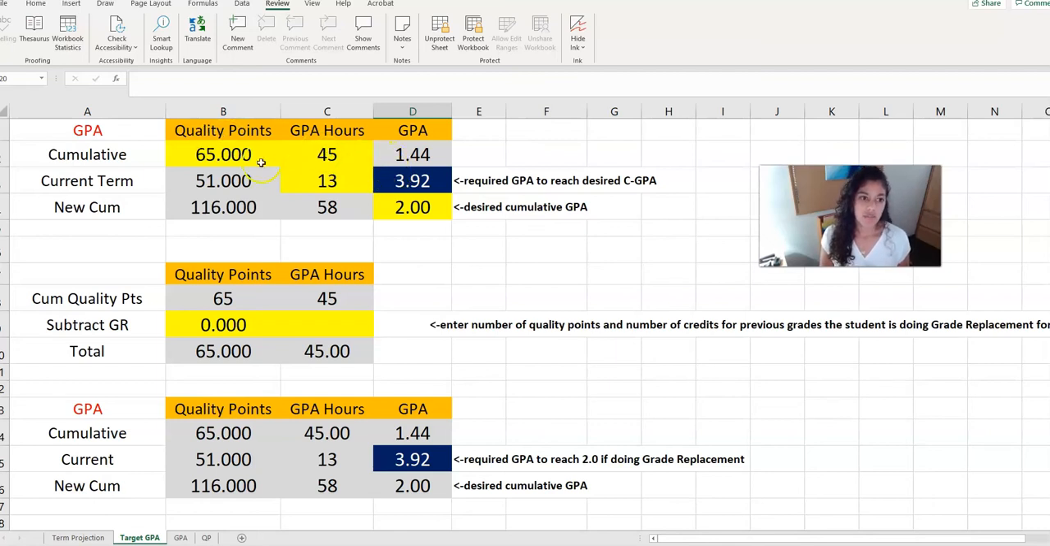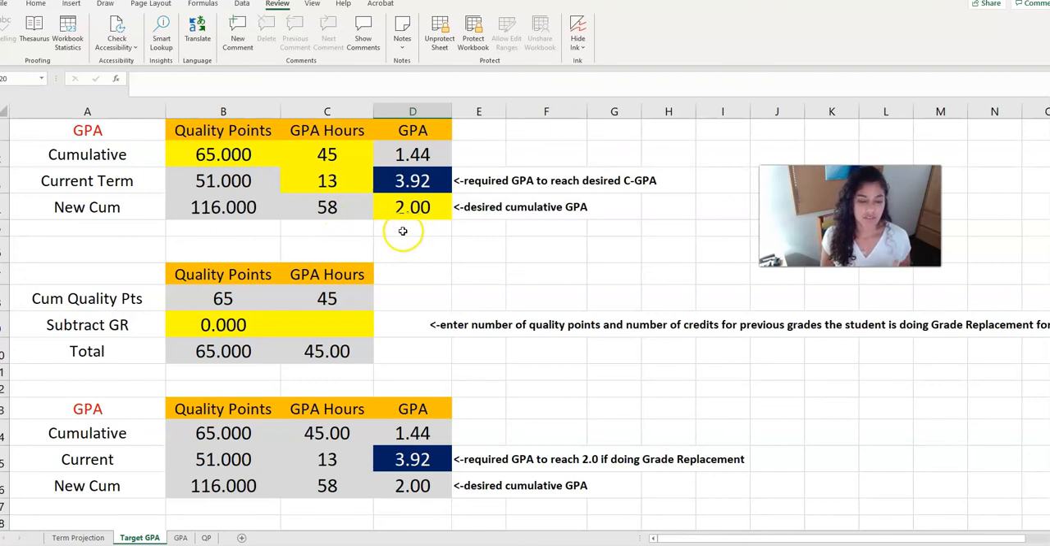And so what the system is doing, it's looking and saying, okay, at the end of this semester, because we know you're taking 13 more GPA hours, you're going to have this known 58 GPA hours. Right? So then what it's doing, it's algebra, right? So it's saying, okay, we know we have 58 hours, and we know that we need X to divide it by 58 to equal a 2.0.